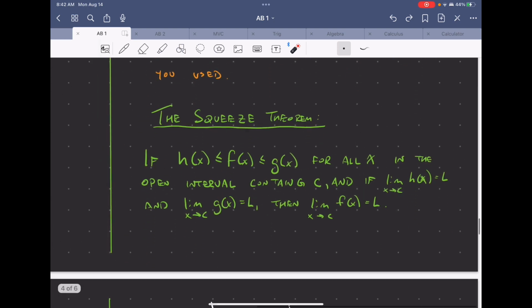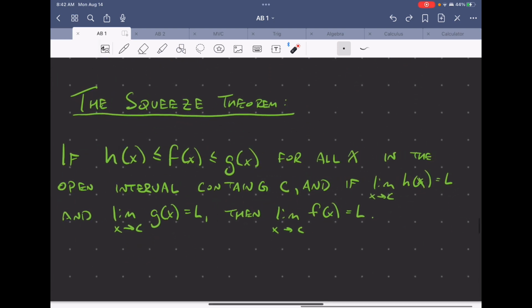So here's the squeeze theorem. This says if h of x is less than or equal to f of x is less than or equal to g of x for all x in the open interval containing c, and if the limit of h of x is equal to L and the limit of g of x is equal to L, both of those approaching c, then that means that the limit approaching that same value c of f of x is equal to L. Okay, so that's kind of wordy.